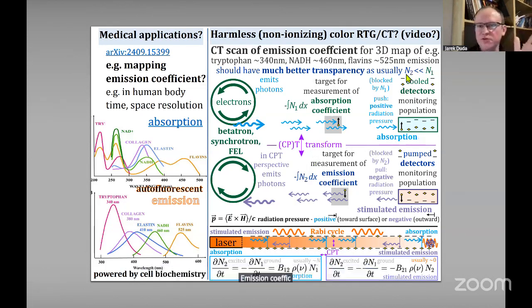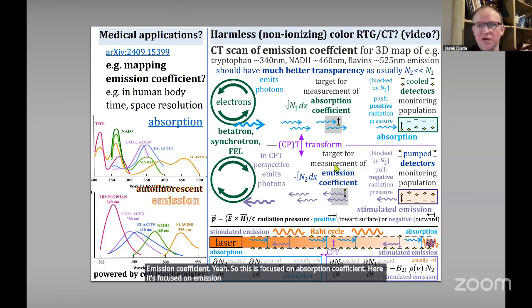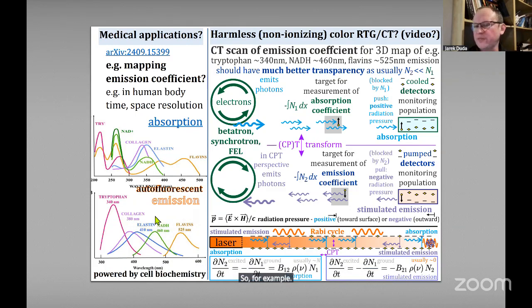Yeah, so this is focused on absorption coefficient. Here it's focused on emission coefficient. So assuming that we can do it, there are many molecules already excited. So we could scan this way. So for example, this tryptophan, collagen, elastin, and NADH, flavins. So for example, NADH is crucial for metabolism.